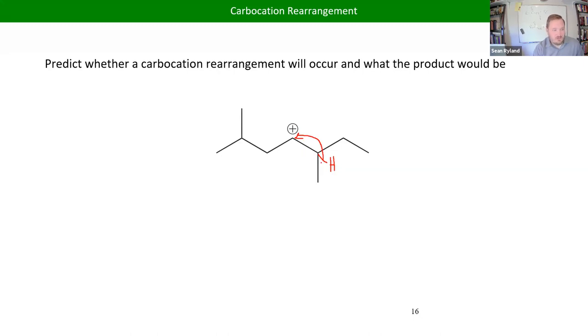So we're going to move the electrons for this carbon-hydrogen bond over, and the hydrogen follows with it. So our product would look like, we made a new bond over here with the hydrogen. You wouldn't necessarily have to draw the hydrogen, but it can be helpful to remind yourself what moved over, and that means that the positive charge is now on a tertiary carbon.